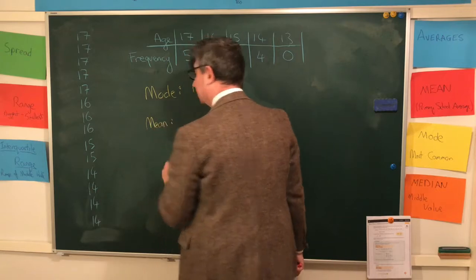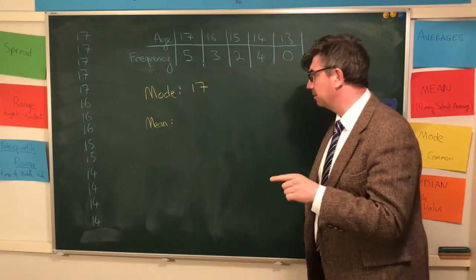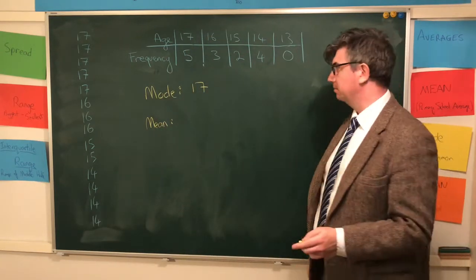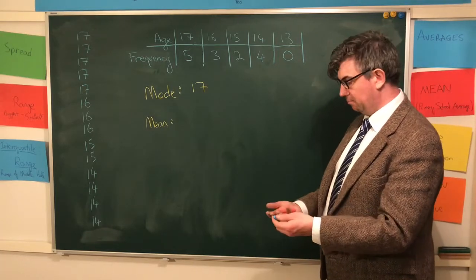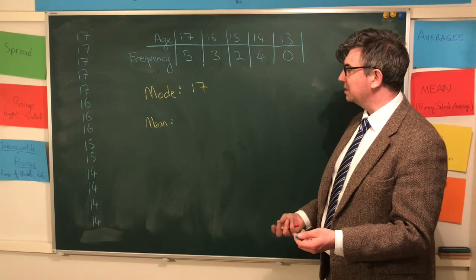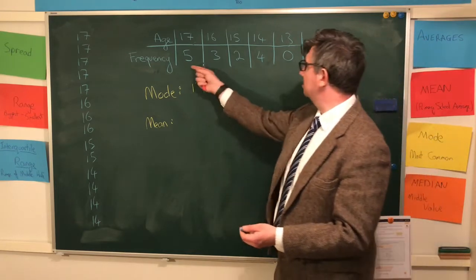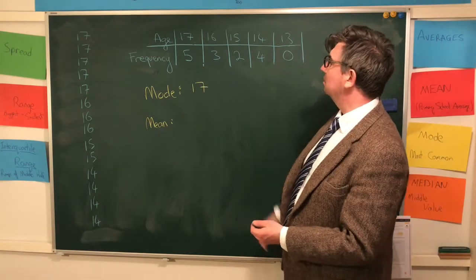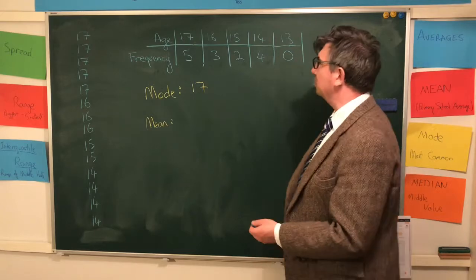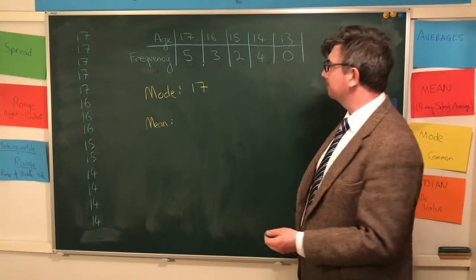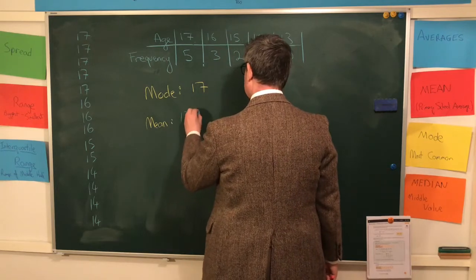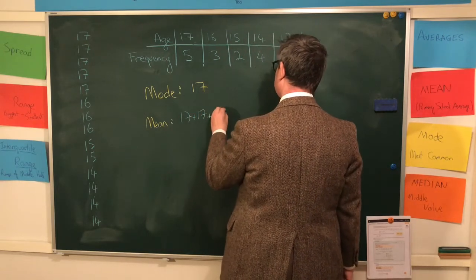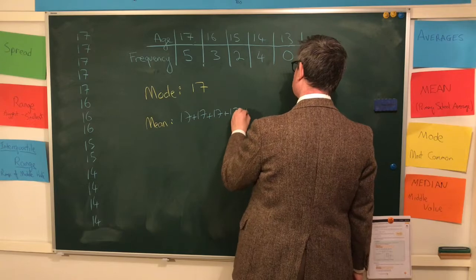Now, what you're about to see works a lot better if I had a class in front of me, okay? Because I'm not very bright, and if I'm asked to find the mean of this, well, I know that I'm going to have to add them all up. So I'm going to have that 17 plus 17 plus 17 plus 17 plus 17.